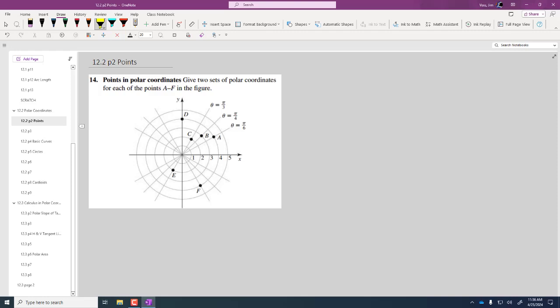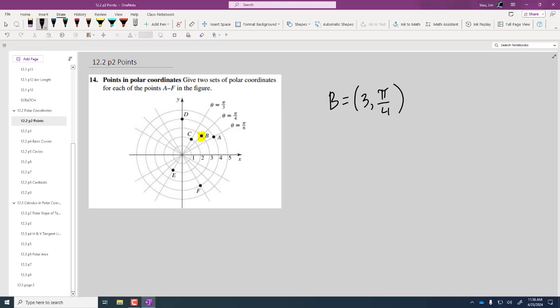Okay, let's grab a point. Somebody give me a letter between A and F. B. So let's take that point right there. Let's represent this point in many ways. So B, you can see on this polar graph paper, is 3 units from the origin. So r comma theta. This is the standard representation. That's usually what we want.